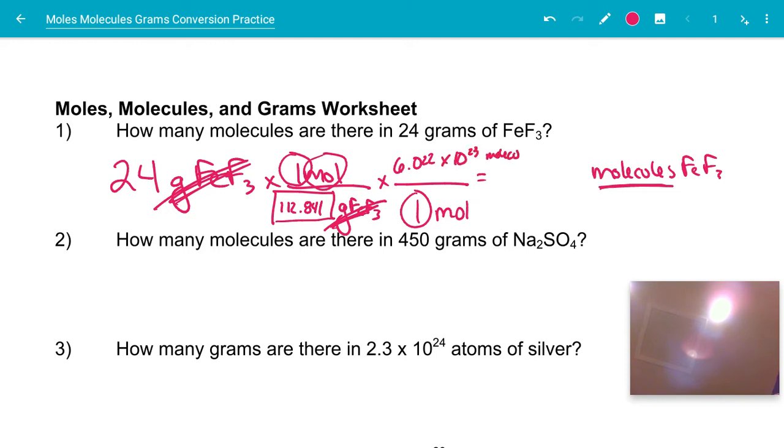And you are welcome to ask me why I didn't give myself more space, because that was poor planning on my part. All right, so now my moles cancel out, and the only unit that I'm left with is molecules, and that was the answer I was looking for.